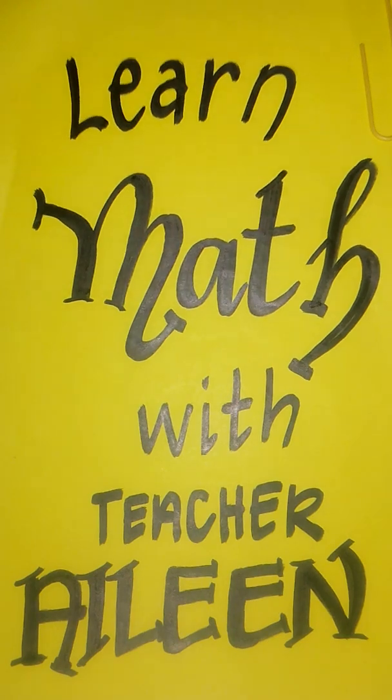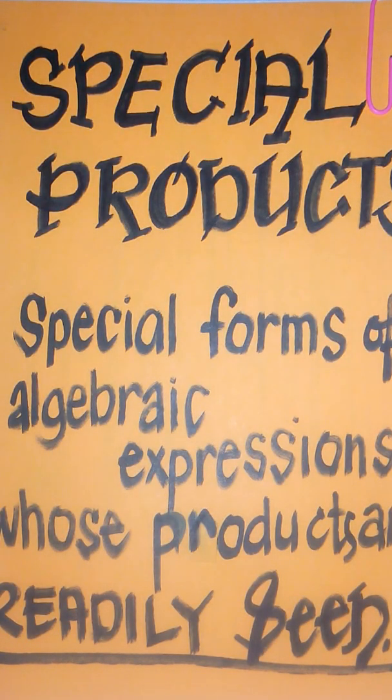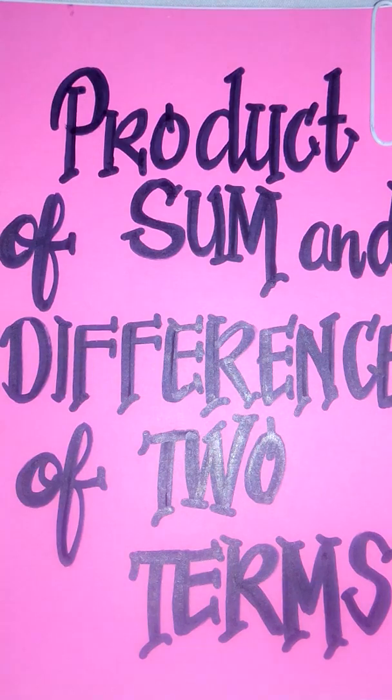Last time, we already discussed special products and a little bit on algebraic expressions. We have also discussed that special products are special forms of algebraic expressions whose products are readily seen. We also discussed the square of a binomial, but this time we will be dealing with the product of the sum and difference of two terms.